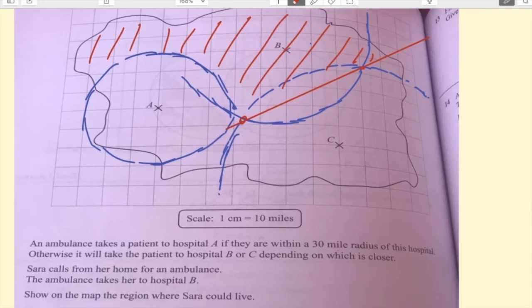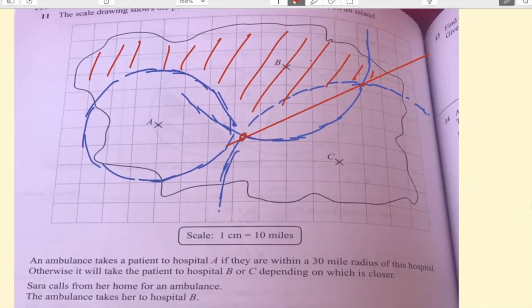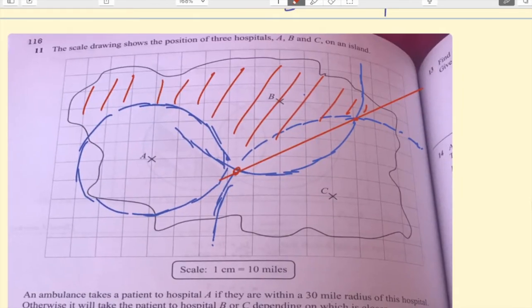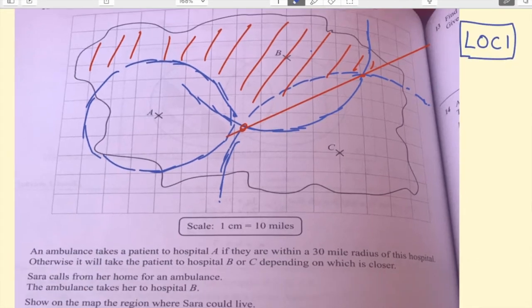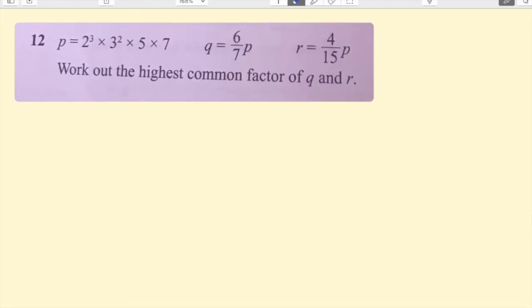Okay. I'm guessing that drawing that line was the difficult part in that question for you? Yeah. Okay. That comes under the topic of loci in GCSEs and constructions. All right. And now let's have a look at question 12.